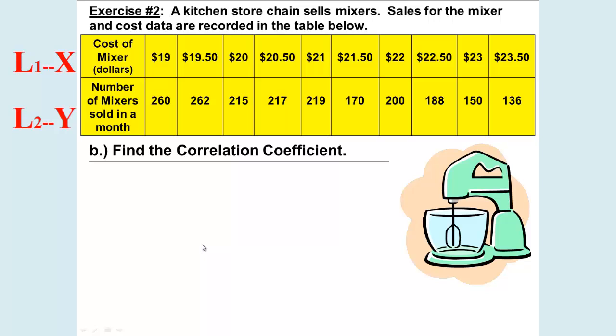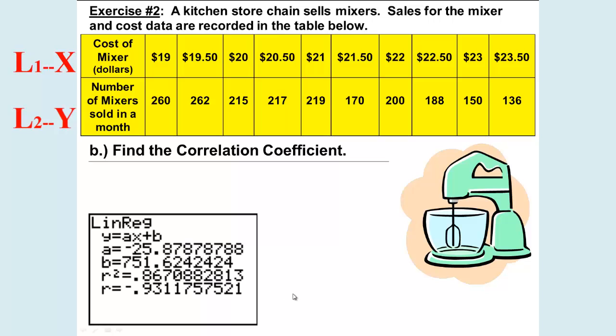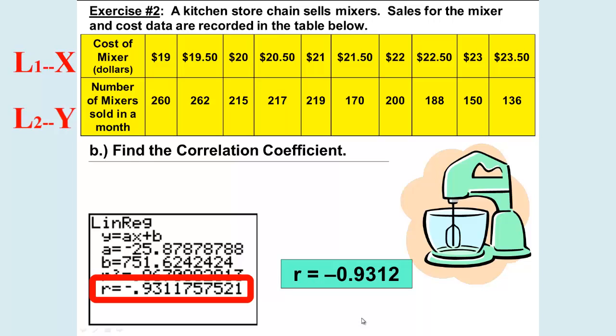Part B asks us to find the correlation coefficient. Pause and try to find your correlation coefficient by bringing up your linear regression screen. And here is the linear regression screen. The correlation coefficient is r, and that gives us an r of negative 0.9312.